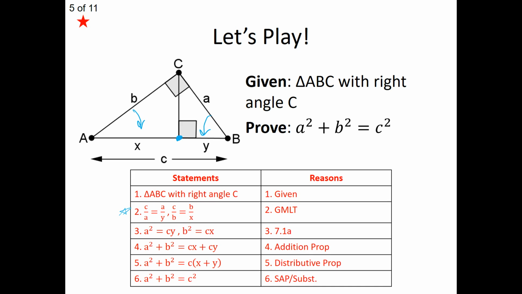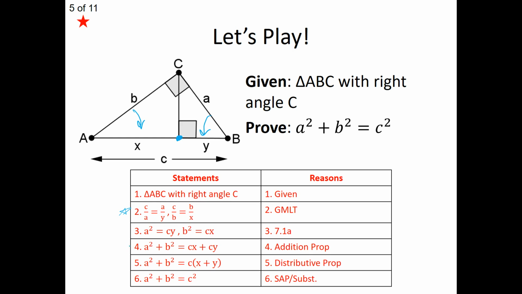So what we're going to then do is take those two equations, which we know to be true, and add equals to equals. So using the addition property, we do a squared plus b squared. So we get that left-hand expression that we're looking for, a squared plus b squared. But on the right hand, we get cx plus cy. So now we have to do something with that cx plus cy.